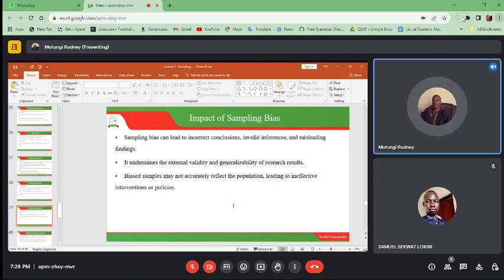The impact, like we have been saying: incorrect conclusions, invalid inferences, misleading findings, undermining external validity. Like we are saying, external validity is the fact that you can use your study findings elsewhere in other settings. But if there is bias, you cannot do that. Then these biased samples may not accurately reflect what is in the population. And if this is not controlled, it can lead to ineffective interventions or policies.